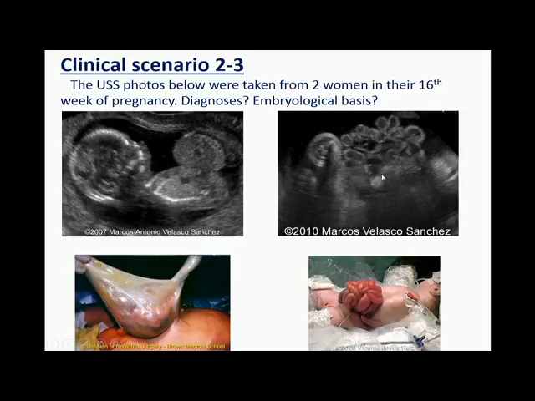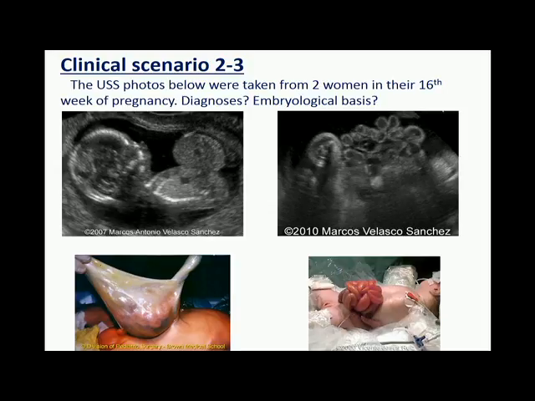So it's another woman who is again 16 weeks pregnant. What do you see here? You can see free bowel loops that are not covered by peritoneum. You get free bowel loops within the amniotic cavity. So there's no peritoneal covering. That means there's a defect in the development of the anterior abdominal wall.